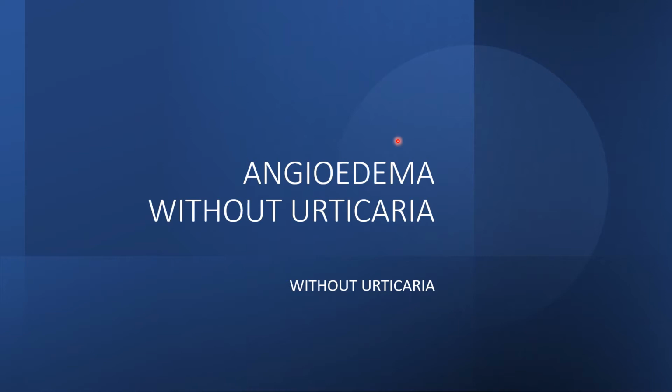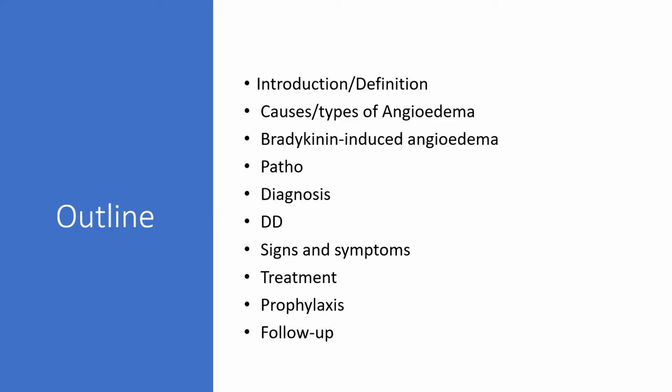Let's get the details as per angioedema. Briefly, the outline will include introduction and definition, causes and types of angioedema. Specifically, I'll be diving into bradykinin-induced angioedema. There, we will go through the pathophysiology, the diagnosis, differential diagnosis, signs and symptoms, the treatment, prophylaxis, short-term and long-term, and follow-up.